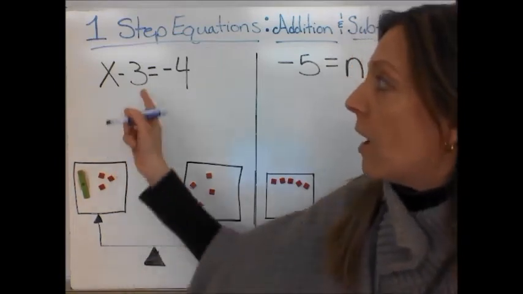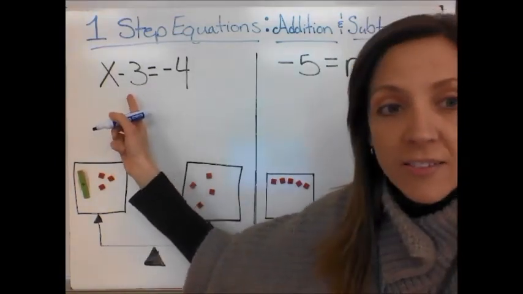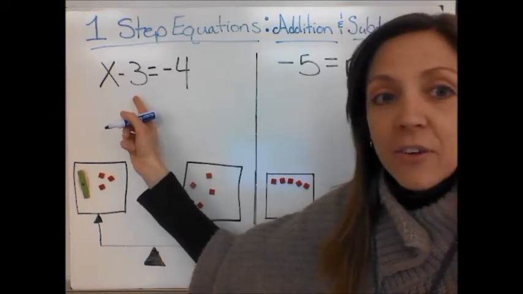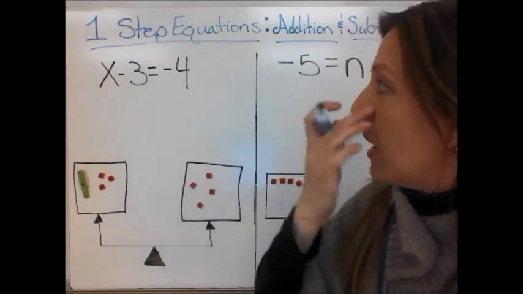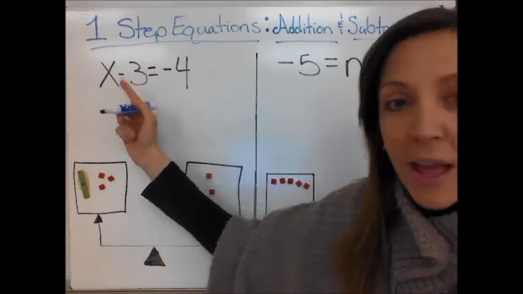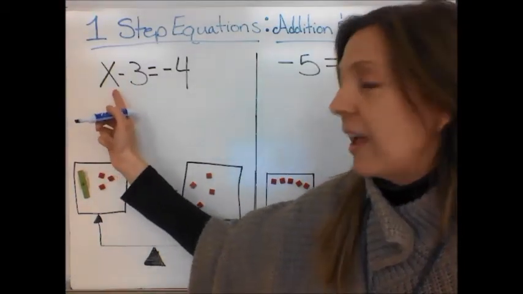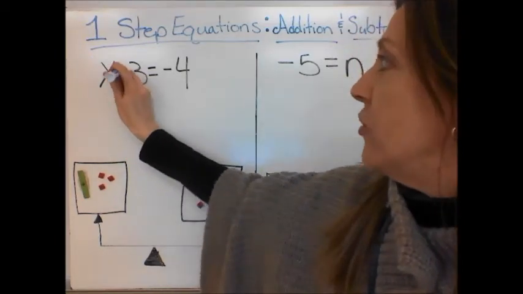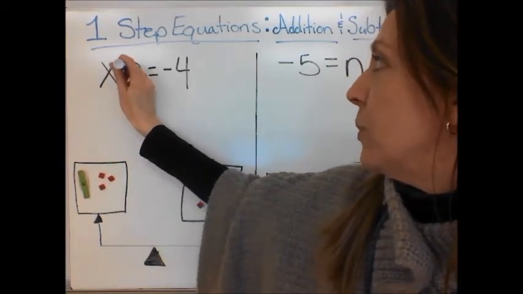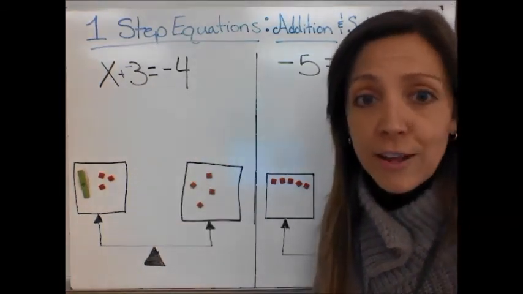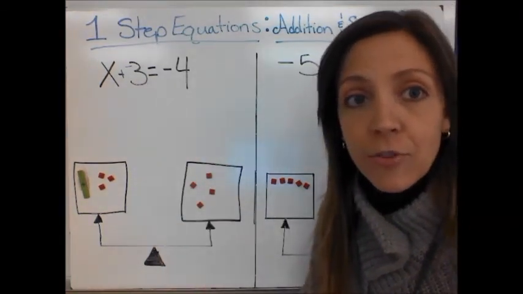Well, we are going to take that 3, and if I do the opposite of subtracting 3, I would add 3. So I'm going to take this minus 3, I'm going to switch it. So the x stays, switch subtraction to addition, switch the 3 to a negative 3, and now I'm going to try to get rid of the negative 3. The only way to get rid of a negative 3 is to add 3.